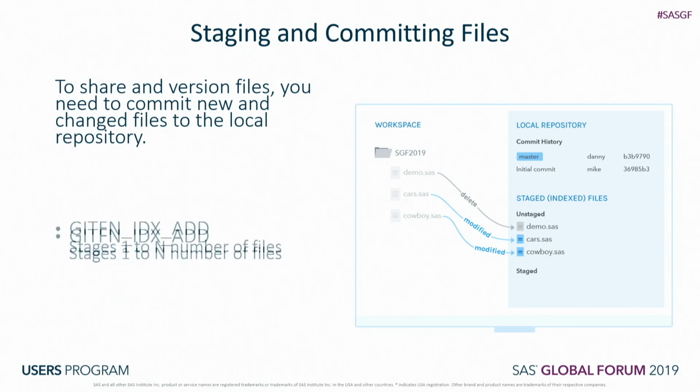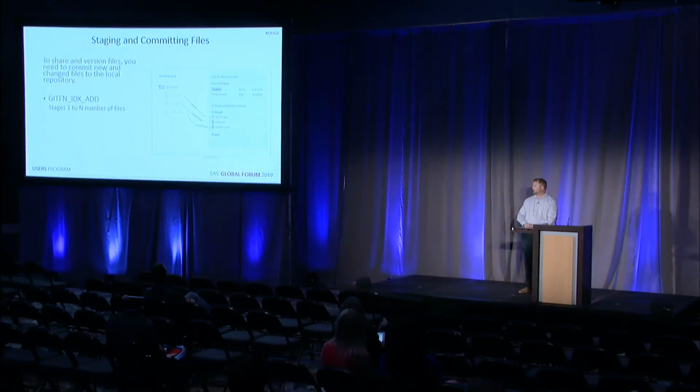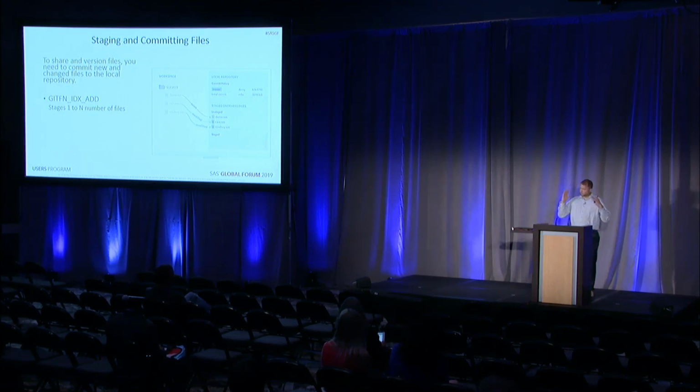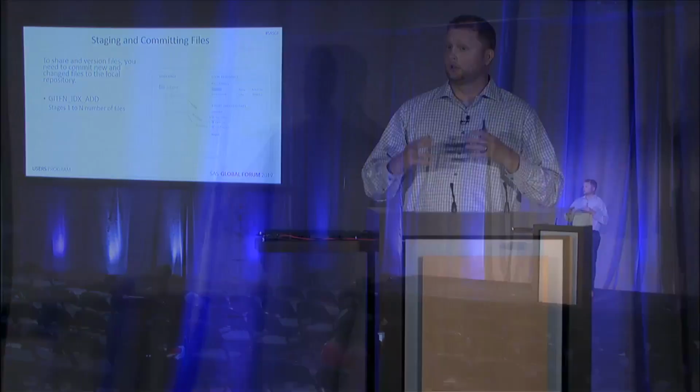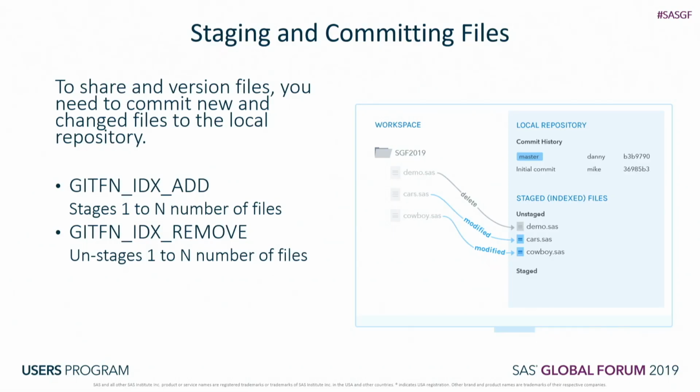So the first function is the index add function. You can add multiple files to the index from 1 to n number of files. So you're taking those files and telling Git that you want to include these in the next commit. If you stage something that you do not want to include in the next commit, you can always remove it from the index. And again, you can unstage 1 to n number of files.